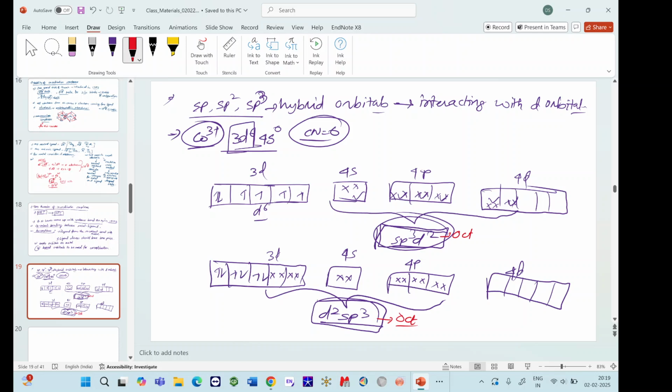What are the differences? You can see the outer d orbitals are used to form this hybridization. They are higher in energy. That is why these complexes which use the outer orbital are called labile. Labile means reactive.